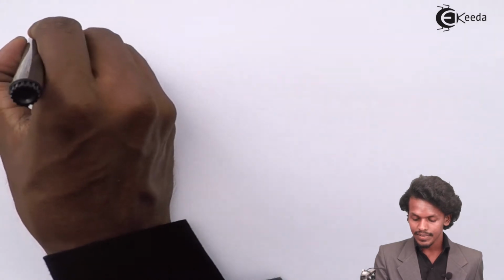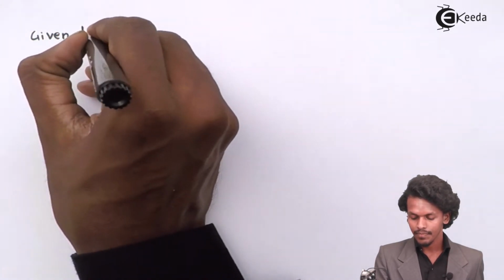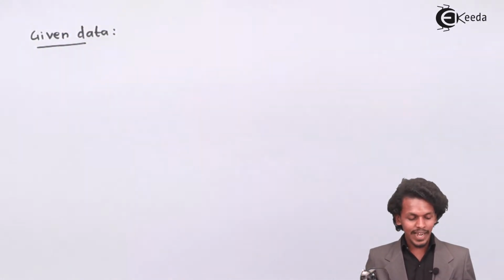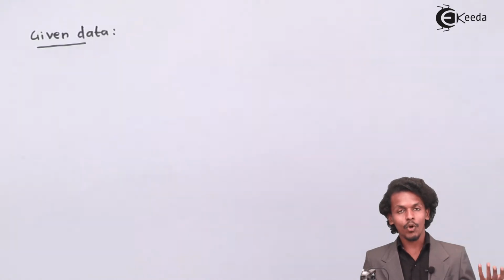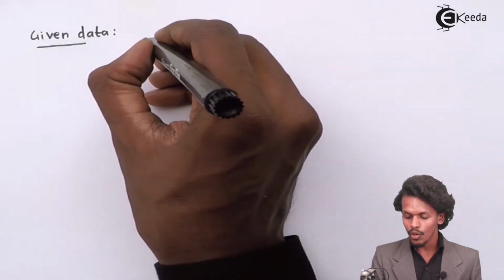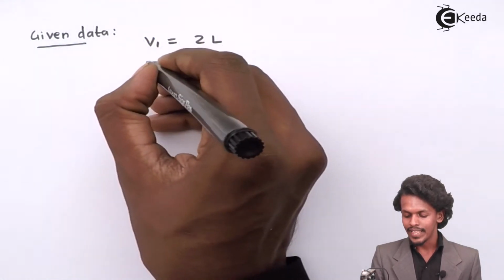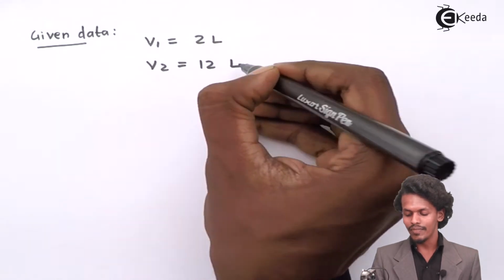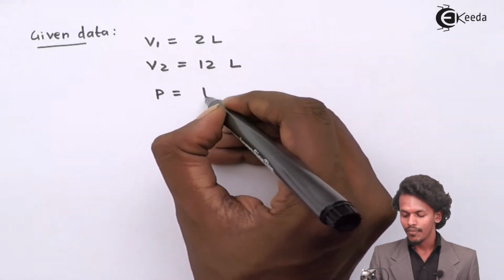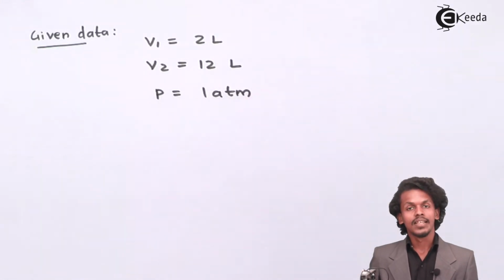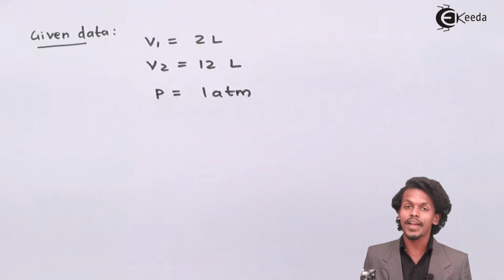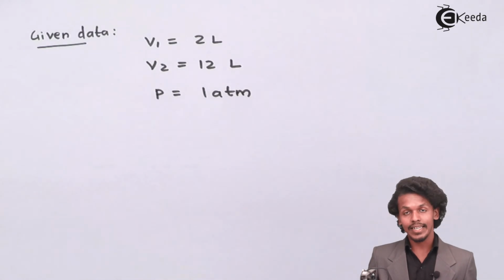The given data is that when the gas has been expanded, the volume changes from 2 liter to 12 liter. This means the initial volume was 2 liter while the final volume was 12 liter, and the pressure that has been maintained in this process is P, which is 1 atmosphere. From this data we can easily find out the work done in this process.